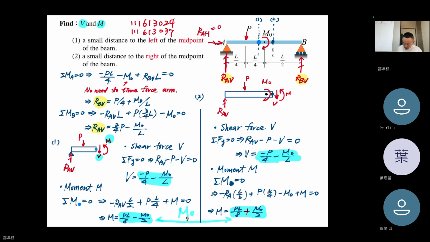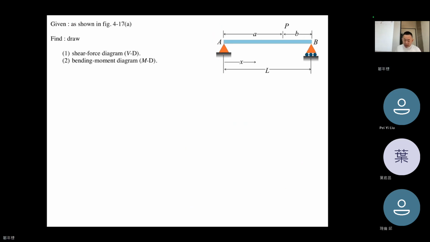Right, so let's continue. Sorry, I think I may skip this. Okay, skip this and move to, let me take a look. Okay, move to it later. I will change it a little bit.